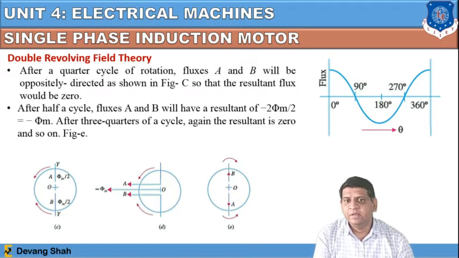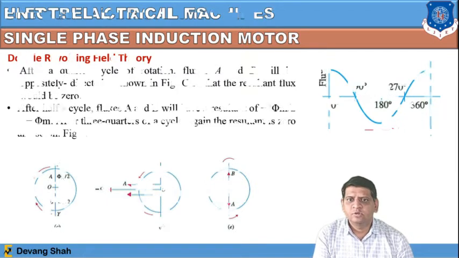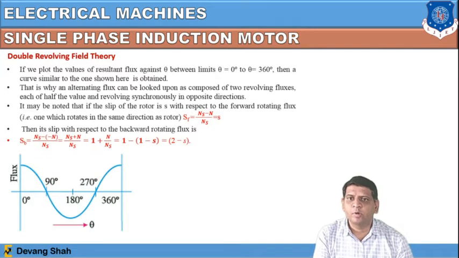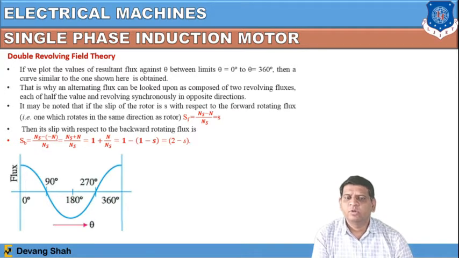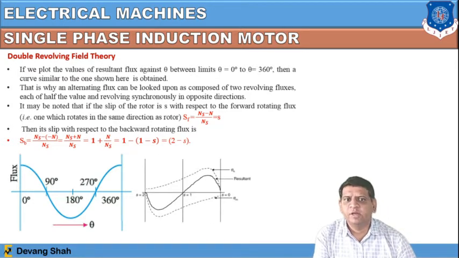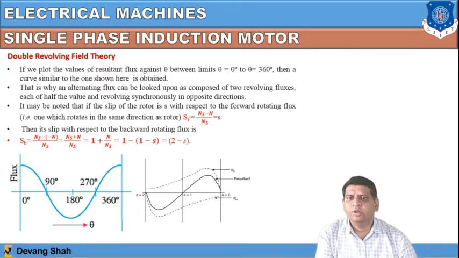So that means here there is no cancellation of flux throughout the full cycle of the single phase signal, right? By this theory we can solve the initial torque problem using the double revolving field theory. Once you check this, if we plot the values of resultant flux against theta, with the limit of theta to 360 here, a curve similar to the one shown here is obtained.